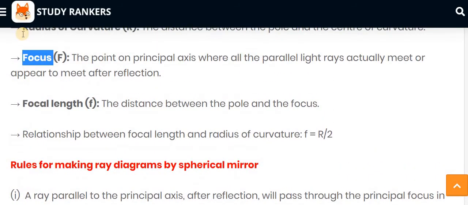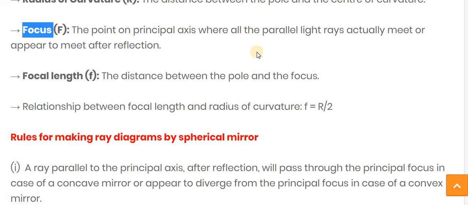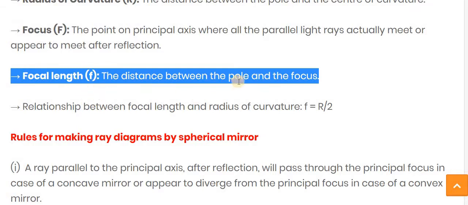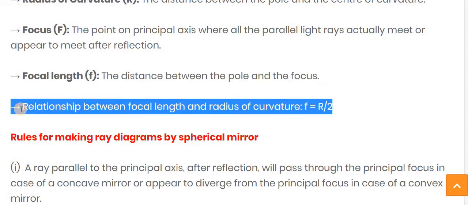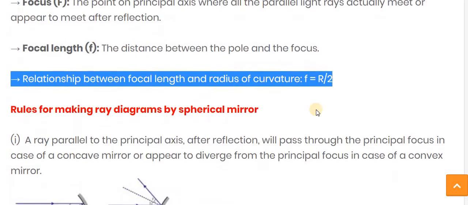The focus is the point on the principal axis where all the parallel light rays actually meet, or appear to meet, after the reflection. The distance between the pole and the focus is considered the focal length, which is denoted by the small f. Now let's see the relationship between the focal length and the radius of curvature, that is f is equal to r by 2.